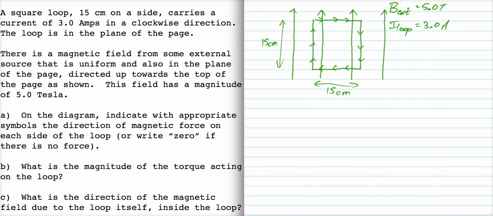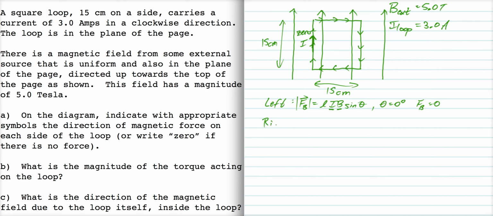Alright, we have to find the direction of the magnetic force on each of the four sides of the loop, or we can write 0 if there's no force. So let's consider the left side of the loop first. Well, the magnetic force on the left side goes as LIB sine theta, where theta is the angle between the current and the magnetic field. But if you'll notice, the current here points up, and so does the magnetic field. So theta is equal to 0 degrees, and so the magnetic force on this side of the loop is 0.